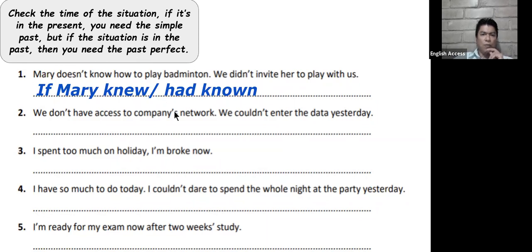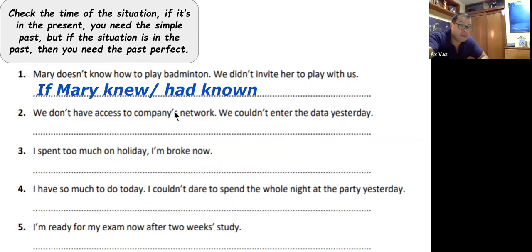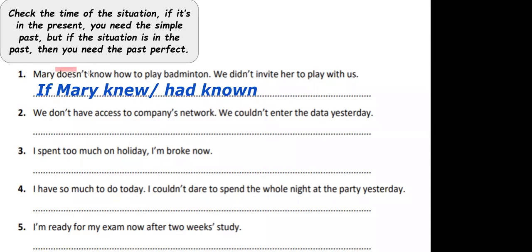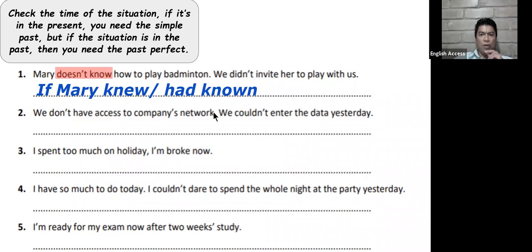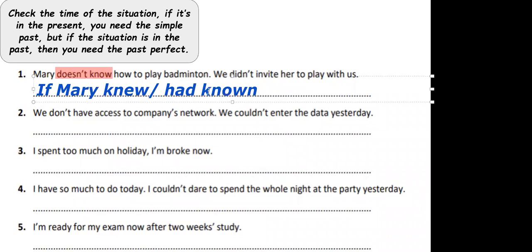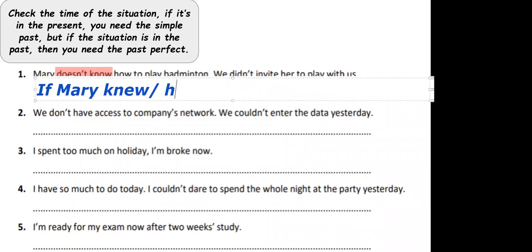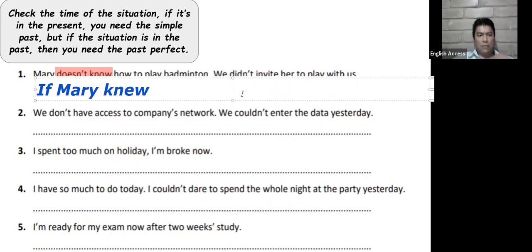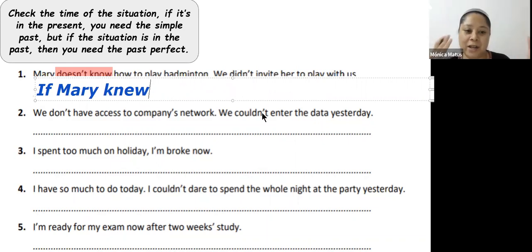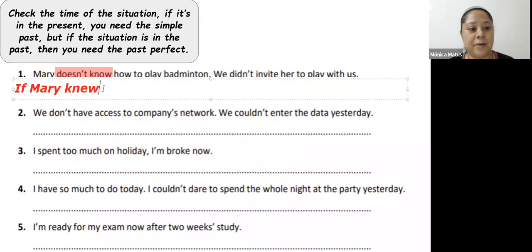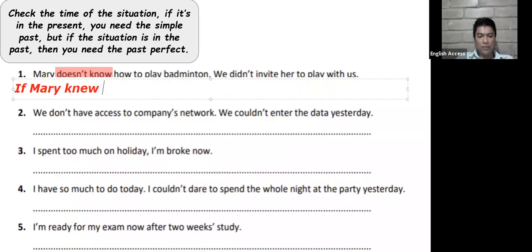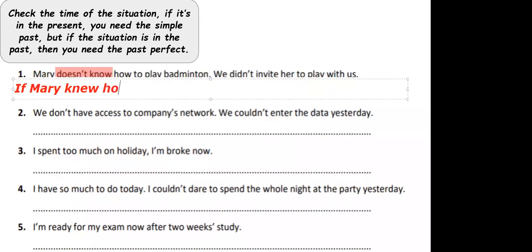What's the situation in number one? In present. So what do I use? Mary knew, simple or past? Simple past. Mary knew. Okay. I missed that part or I got confused, but I think I am getting it now. Well, getting it now. We still have a lot of work to do. So if Mary knew how to play badminton.